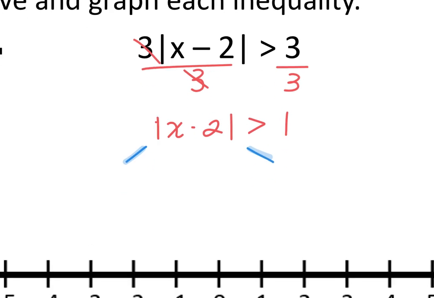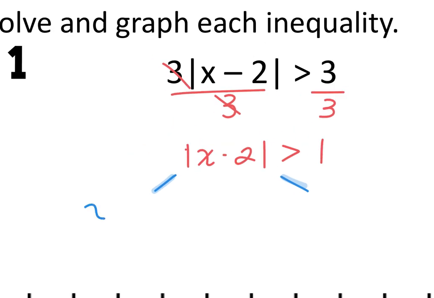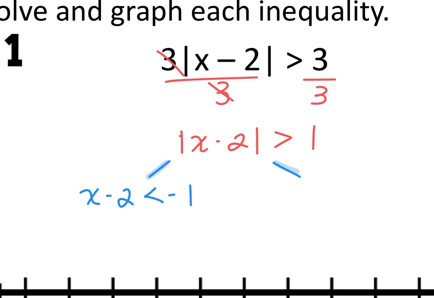And one case is going to be equal to the positive 1, and the other case is going to be equal to a negative 1, but not equal. What you have to remember is that you have to flip the sign when you do the negative case. So I'm going to rewrite this: x minus 2 is less than negative 1, or x minus 2 is greater than 1.